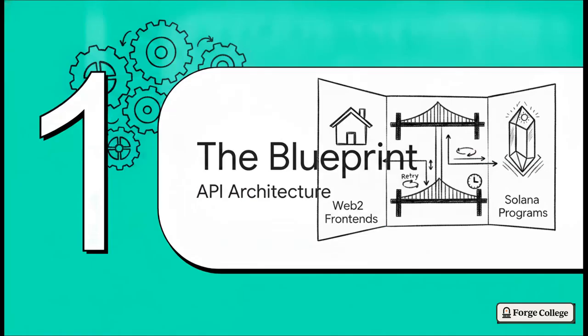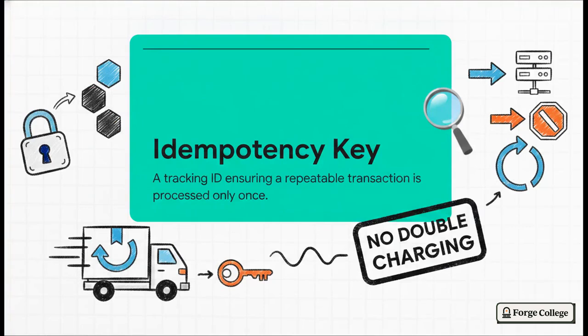So part 1, the architecture blueprint. Our main goal here is to draft the engineering schematics for an unshakable bridge. We need a bridge between Web2 front ends and Solana programs. And the absolute core of this foundation, the idempotency key. Basically, it's a unique tracking identifier that ensures a repeatable transaction is processed only once.